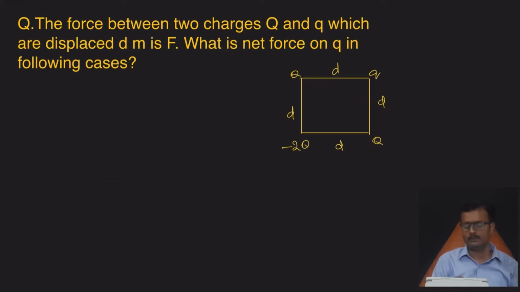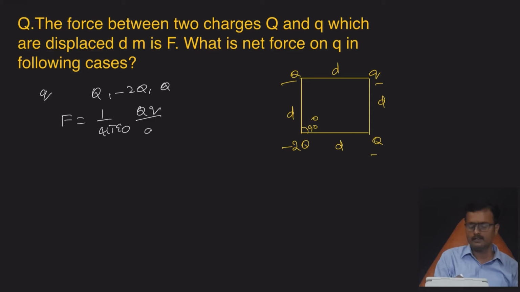Next question: the force between two charges Q and Q which are displaced by d meters is F. What is the net force on the Q in the following cases? Here, four charges Q, minus 2Q, Q and plus small q are at the corners of a square. On small q three forces are acting due to three charges: one is Q, minus 2Q and Q. The force is given by 1 by 4 pi epsilon naught.